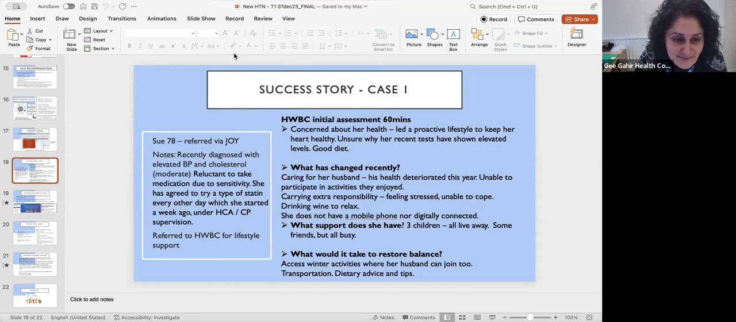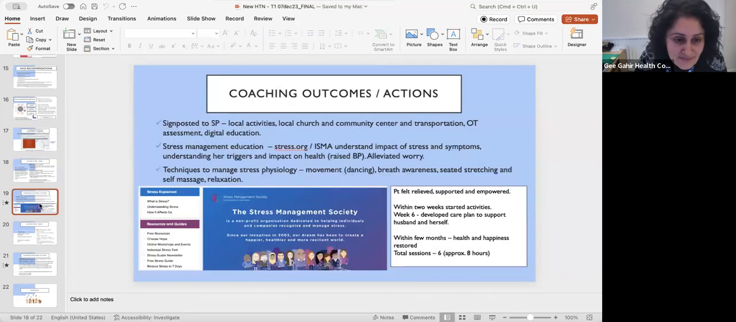Next slide, please. So what did we do? So the coaching outcomes and the actions. Thank you, everyone, for sharing. That's brilliant. She was signposted to a social prescriber. Perfect. So someone's already mentioned that for local activities, the local churches and the community centre were able to sort out transportation. We also had an OT assessment for her husband at home, just to alleviate her worries.